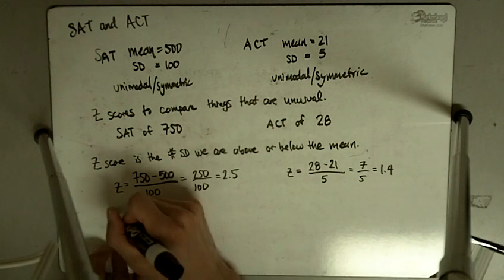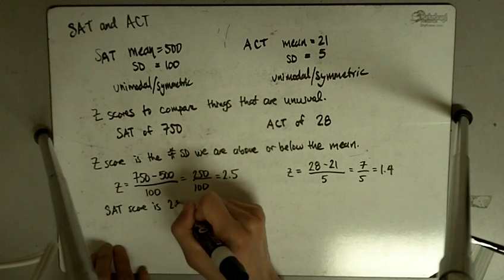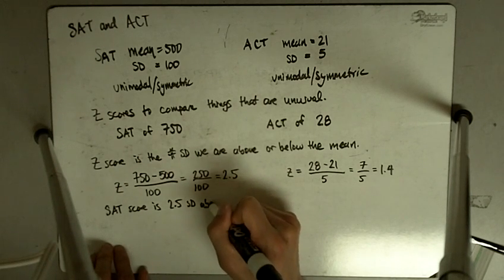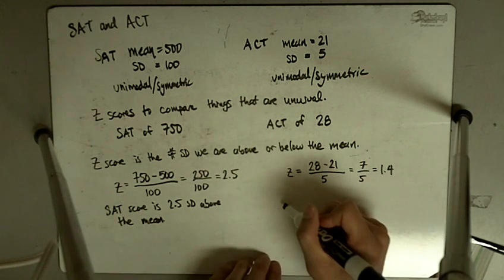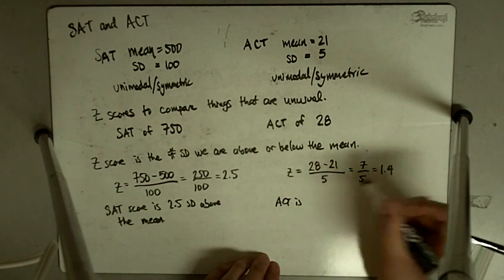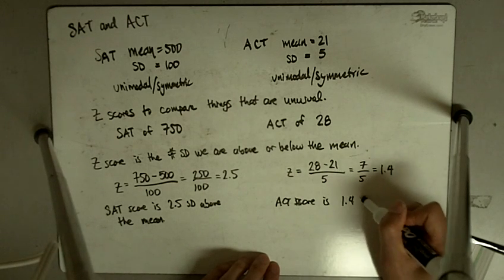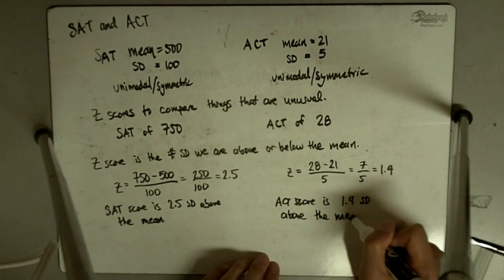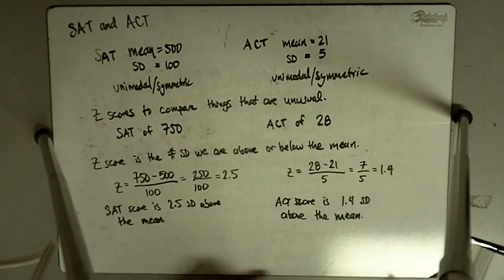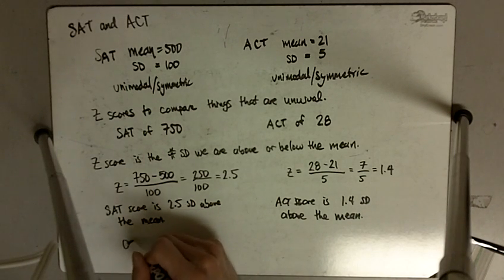So the SAT score is 2.5 standard deviations above the mean. Here, the ACT score is 1.4 standard deviations above the mean. Okay, the mean or average ACT score is 21. The average SAT score is 500. So here, our SAT score is more unusual.